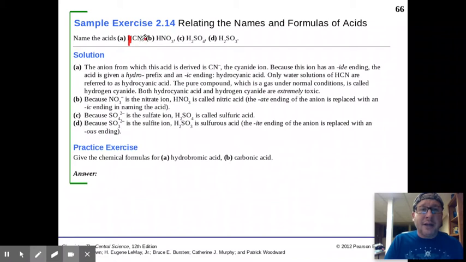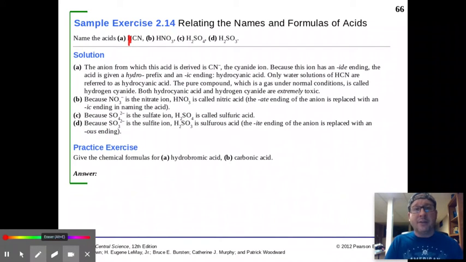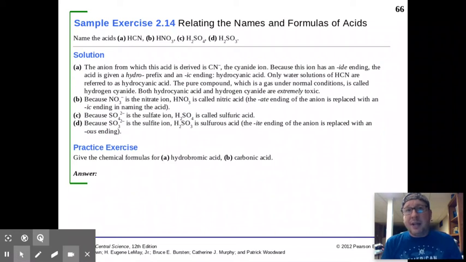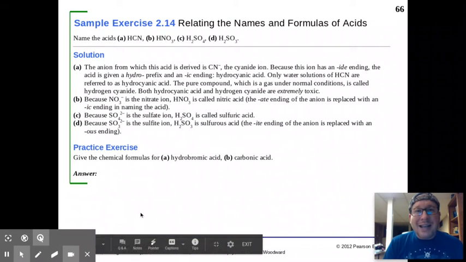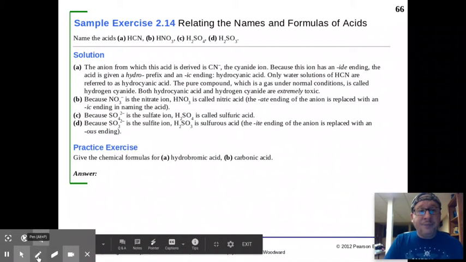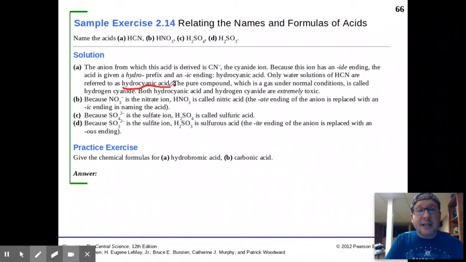So that means we have the anion CN, and we can tell that CN has a minus one charge because the hydrogen does not have a subscript on it, so it's got a plus one. The CN anion is a minus one, so they cancel each other out. The CN anion is known as cyanide, okay? Cyanide ends in IDE. So whenever we have something ending in IDE, we remove that IDE ending, add the prefix hydro, and add the IC acid ending. So for the acid HCN, we get hydrocyanic acid.